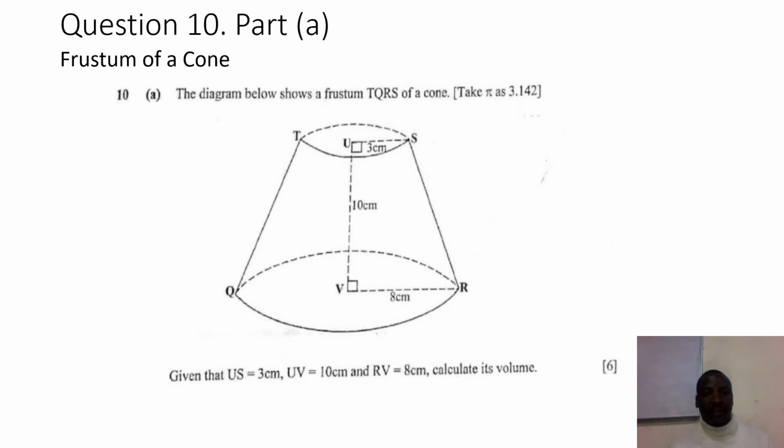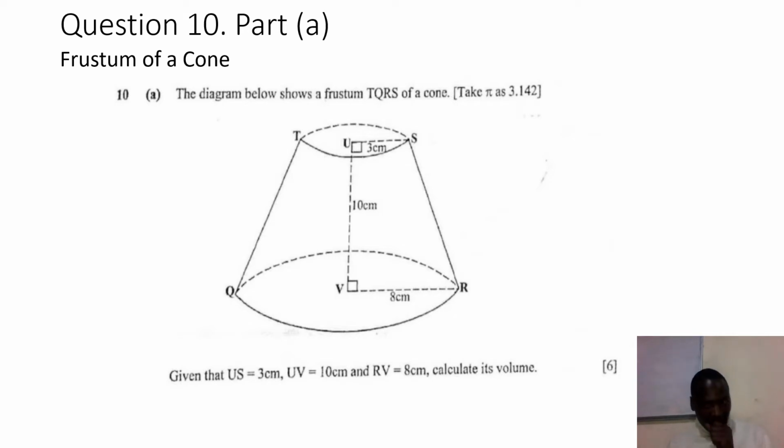Part A of the question was on frustum of a cone. So the question reads, the diagram below shows a frustum TQRS of a cone. Take pi as 3.142. Given that US is equal to 3 centimeters and UV is equal to 10 centimeters and RV equals 8 centimeters, calculate its volume.